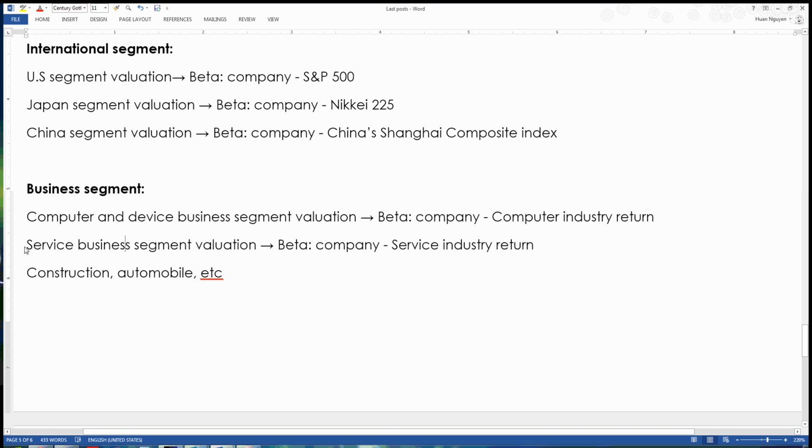And for the service business segment of the company, we will calculate the beta based on that company stock and the service industry market return. So after calculating those two betas, we will apply them to the two business segments, and we will evaluate them separately. And after we have the value of each of them, we will use the weighted average of those valuations, and we will finally come up with the final value of the company.